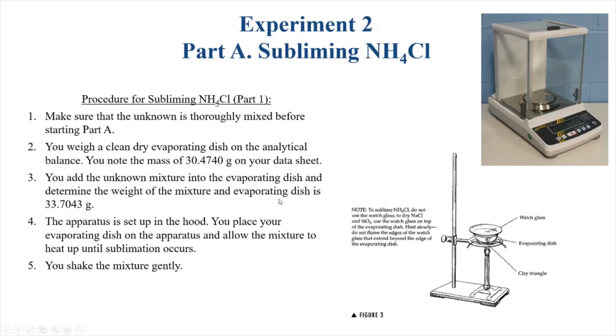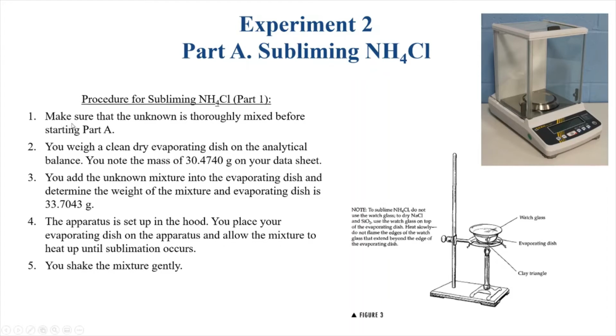So weighing by difference means that we weigh the evaporating dish with something else that's in it, and then through subtraction we can get the difference in mass, which will tell us the mass of the mixture or the mass of the ammonium chloride that was sublimed off. So it's important that we weigh at every step in this experiment. So here's what we're going to do.